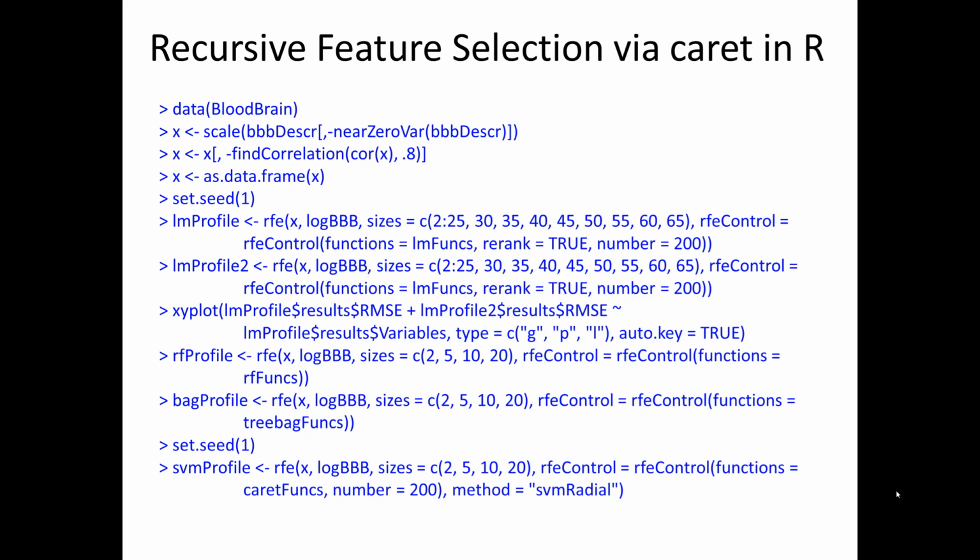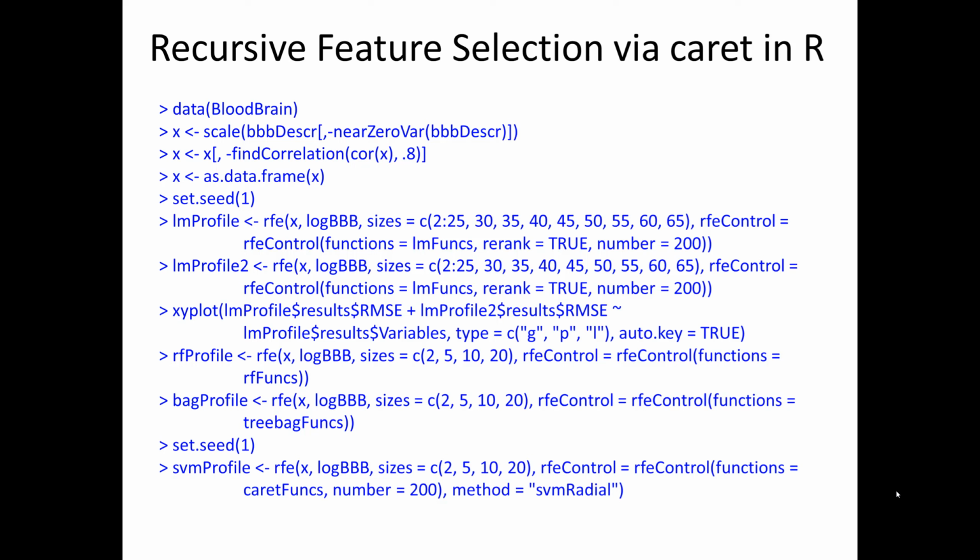The caret package in R is described as miscellaneous functions for training and plotting classification and regression models. The RFE command, where RFE stands for recursive feature elimination, executes an algorithm that makes a simple backwards selection. So you've become familiar with backwards selection from our course 510.